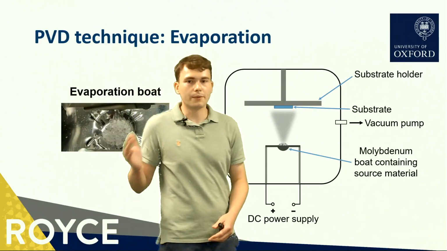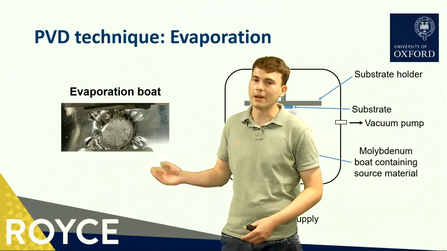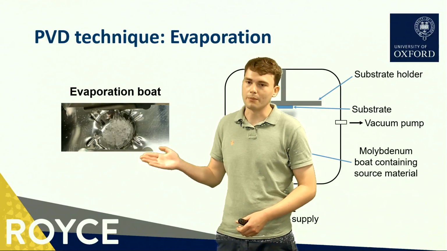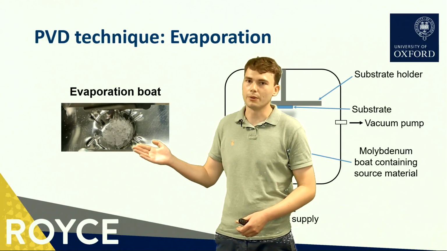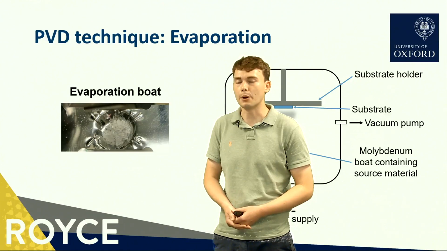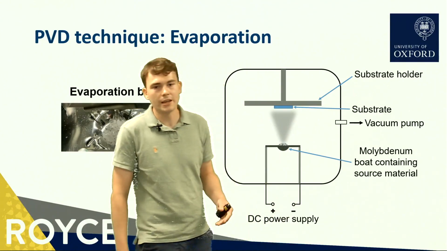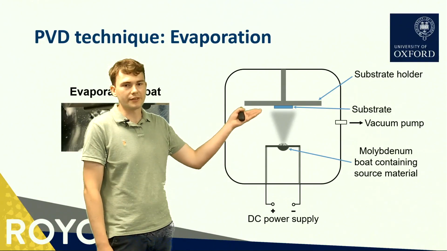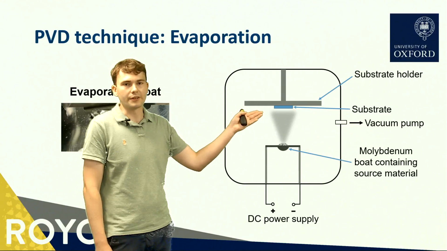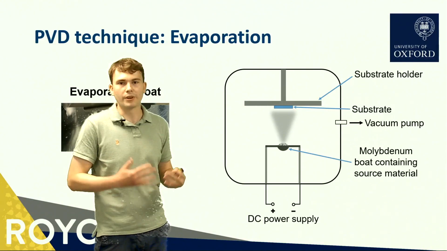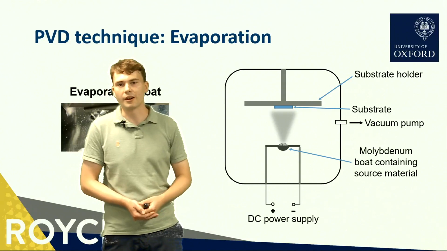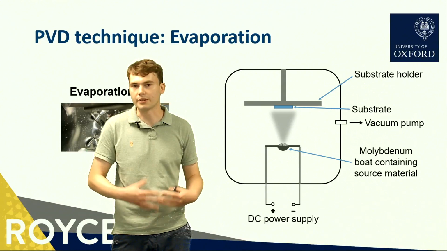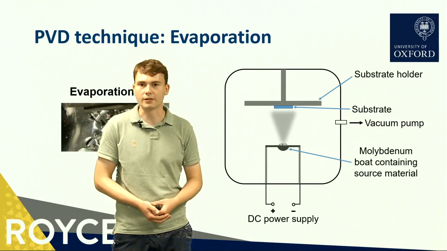So I'll just go over the first main PVD technique, which is evaporation. And evaporation is fairly easy to understand. You put the material that you want to evaporate in a boat, and then you heat that boat up in a vacuum chamber, and then the vapor that's produced rises to the top of the chamber and it deposits on a substrate. And one of the benefits of evaporation over other kinds of PVD techniques is that it has a relatively high deposition rate, so you can achieve fairly thick films in a short space of time.